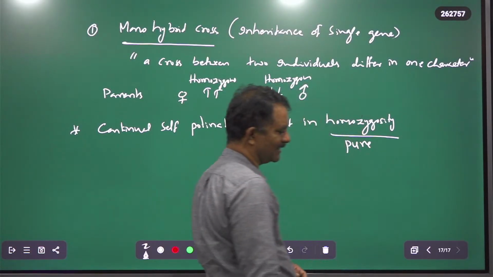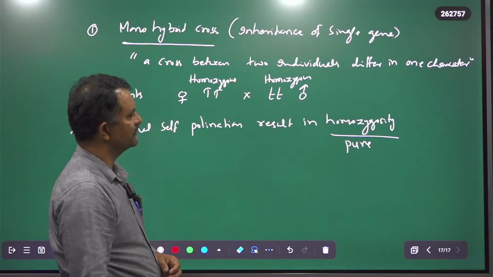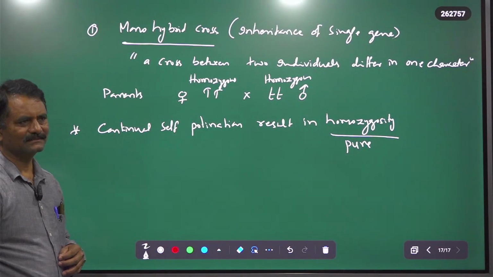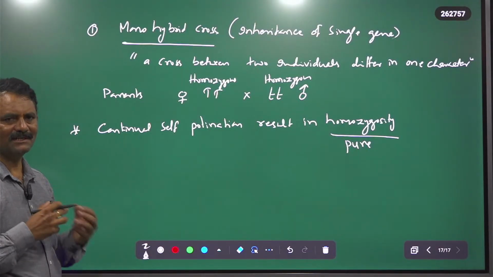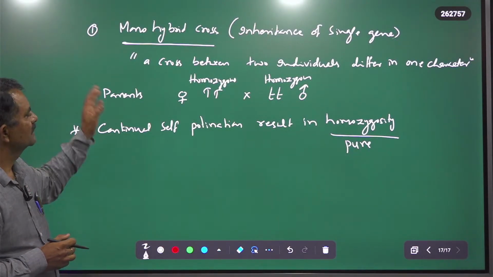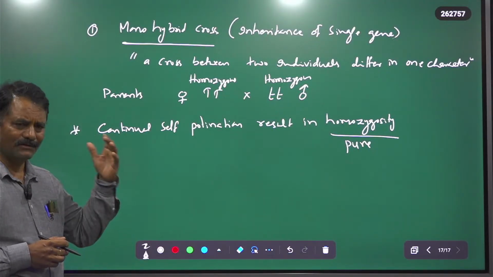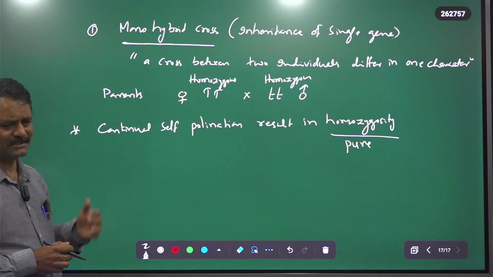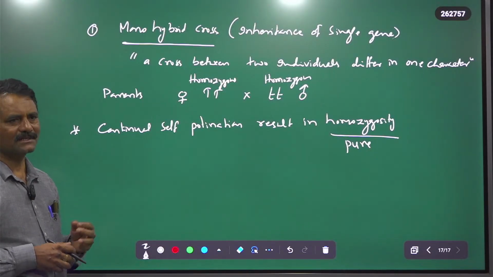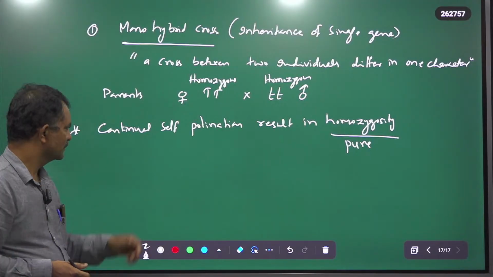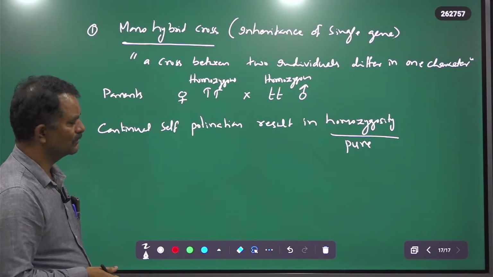Mendel always selected pure plants for his experiment, which gives correct results. Otherwise, the result will be deviated. So Mendel always selected the parents as homozygous. If homozygous plants are not present, the heterozygous ones are converted into homozygous by continuous self-pollination.